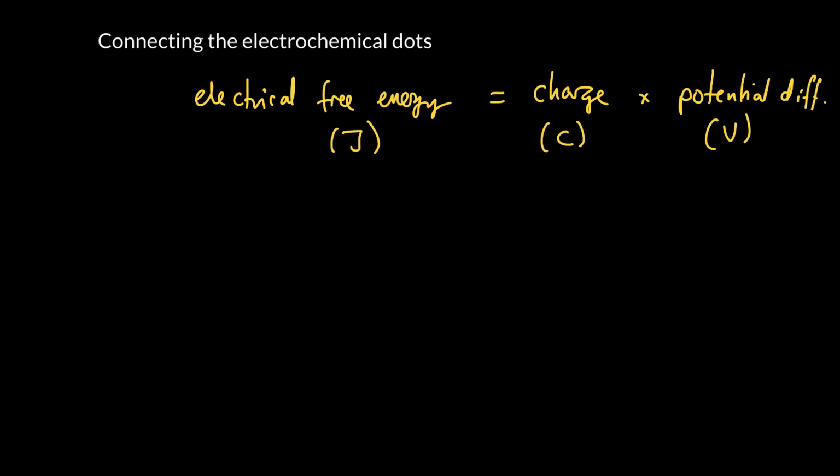So I should probably define what I'm writing down here. So this is the charge measured in coulombs. And this is the potential difference measured in voltage, or volts. And this, of course, is our friend, the joule. So electrical free energy, I can write that as work is equal to charge times electrical potential difference. I can use symbols or I can use the units however I want to.